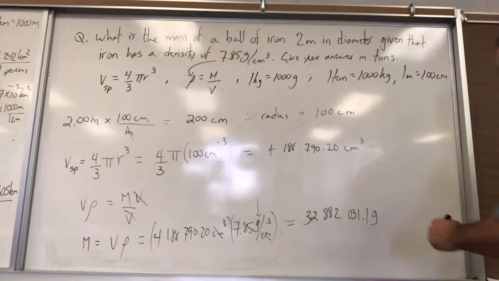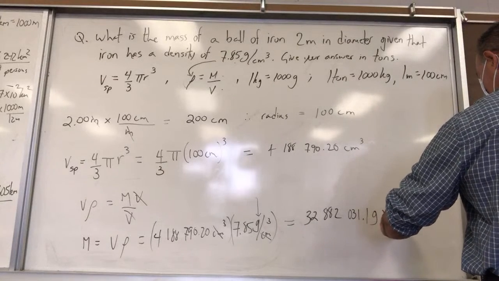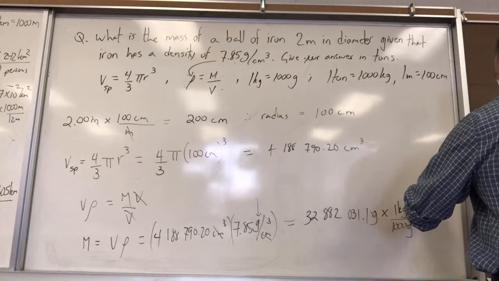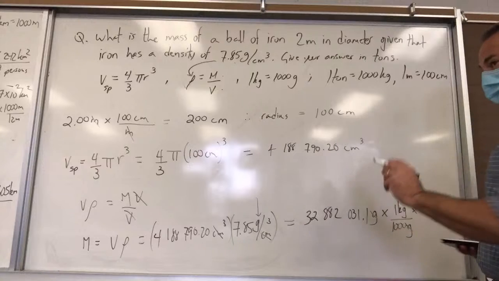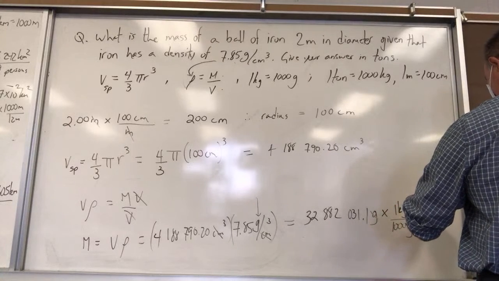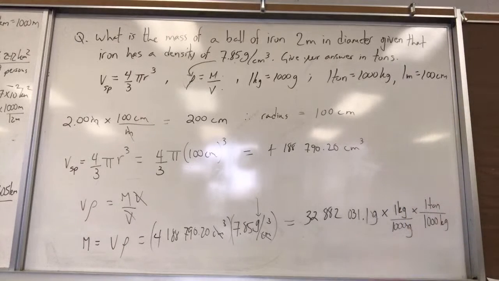So what we're going to do is we're going to say times 1 kilogram per 1,000 grams. You notice I put grams on the bottom here so that it cancels grams. And I'm going to say 1 metric ton, that is 1,000 kilograms, per 1,000 kilograms. So basically I'm dividing by 1,000,000.